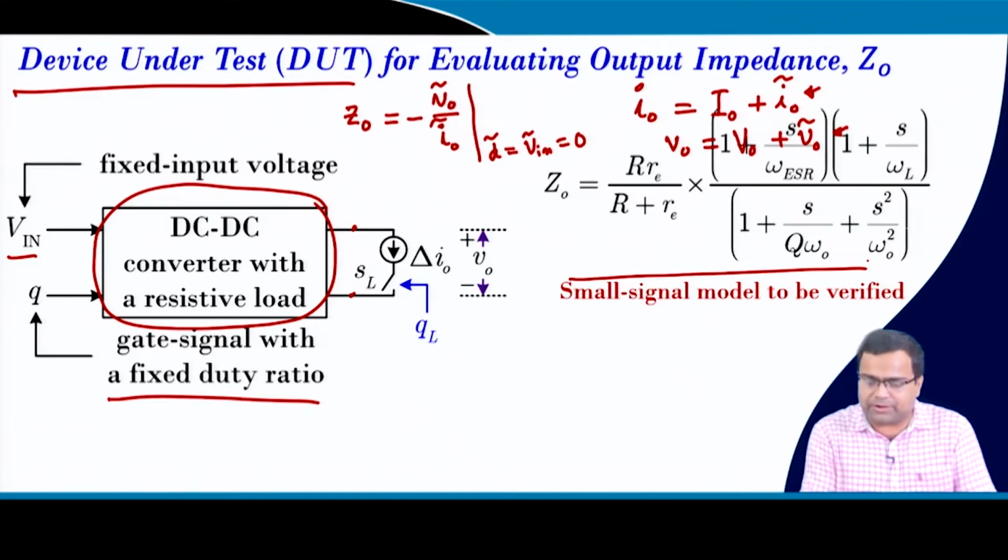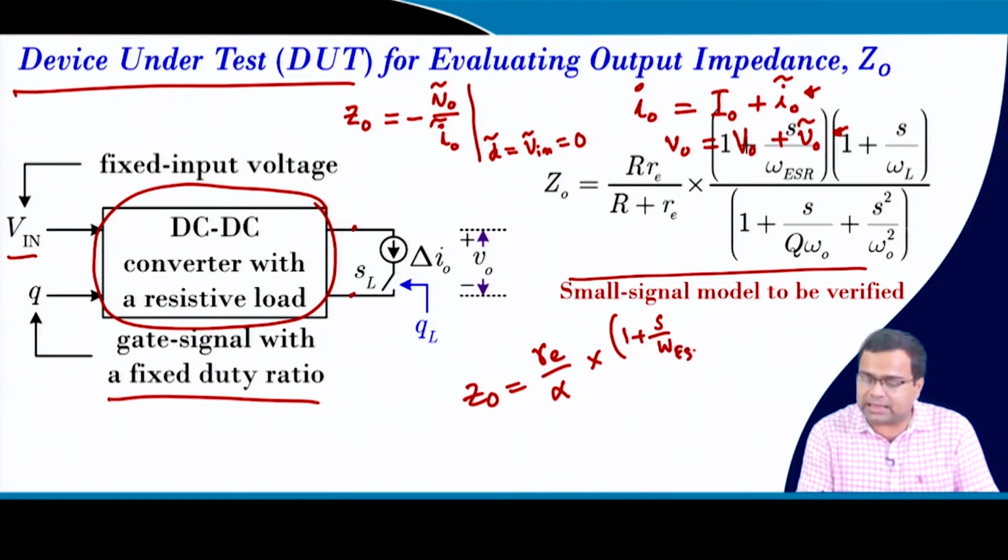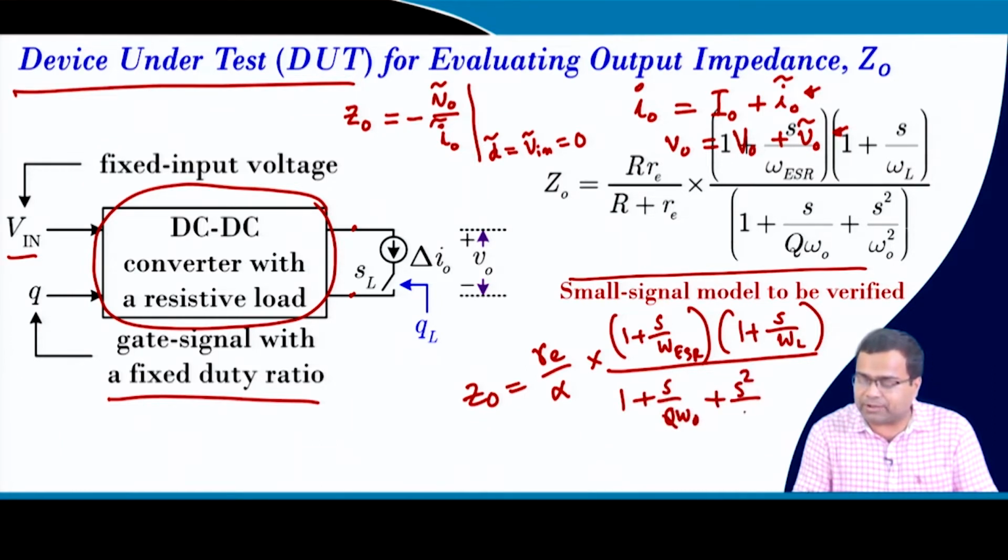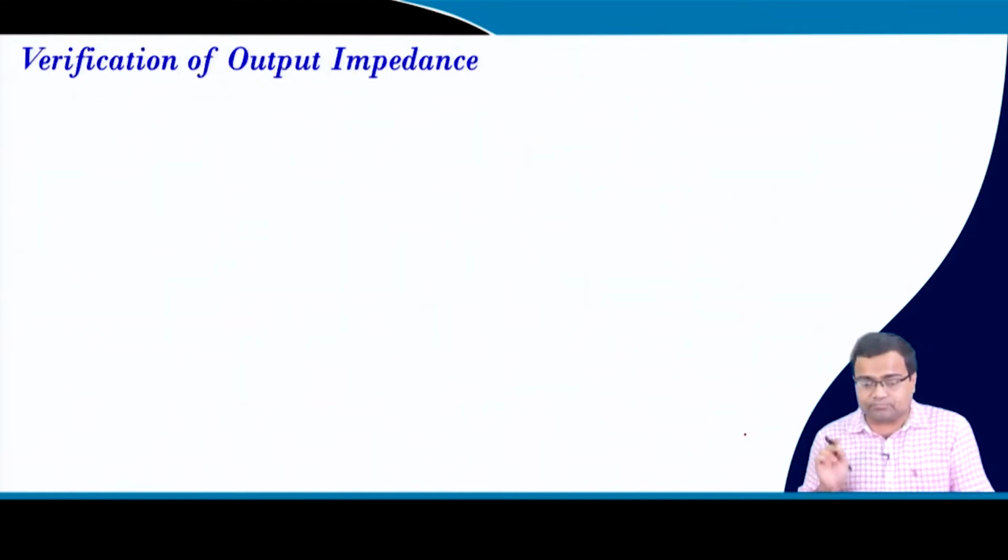So, what is the output impedance? We know that Z0, in more compact form, is alpha times the two zeros, 1 plus s by omega ESR, and one more zero, 1 minus s by omega L, and the whole thing divided by 1 plus s by Q omega 0 plus s square by omega 0 square. This thing we have already discussed.